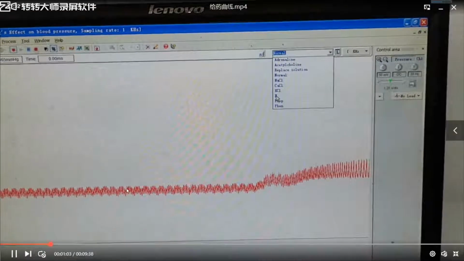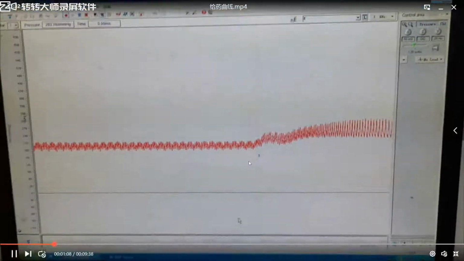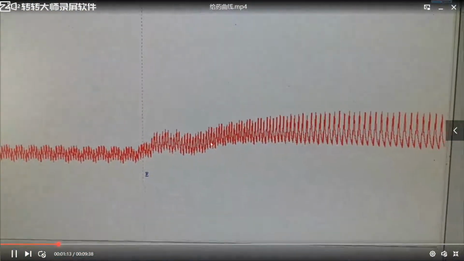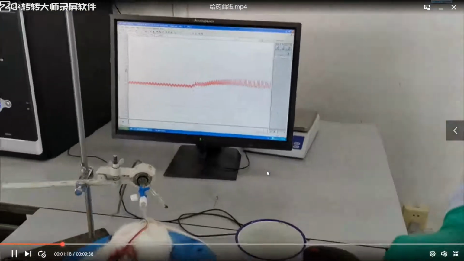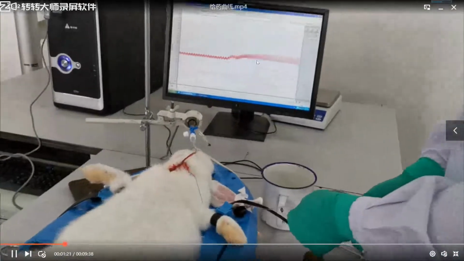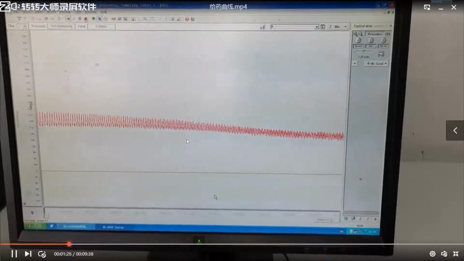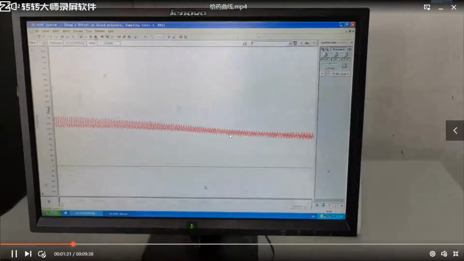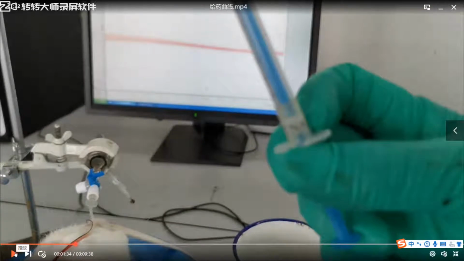Okay, here is the normal blood pressure curve, and just now we injected epinephrine, adrenaline. In several seconds, you can find the blood pressure increases obviously, and we observe the effects of adrenaline on blood pressure. Increased blood pressure, and then the blood pressure turns back to normal. And let's inject the second drug.